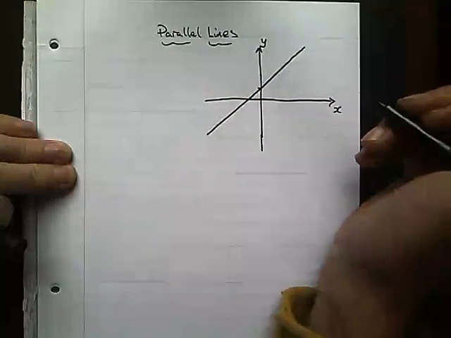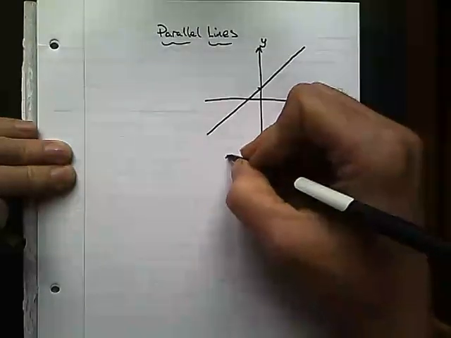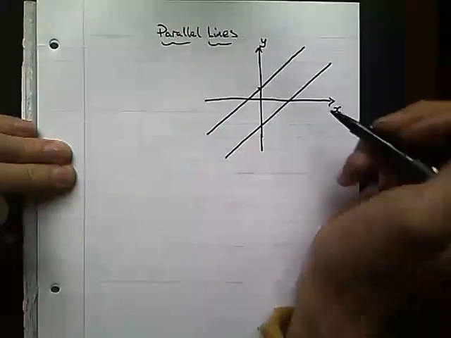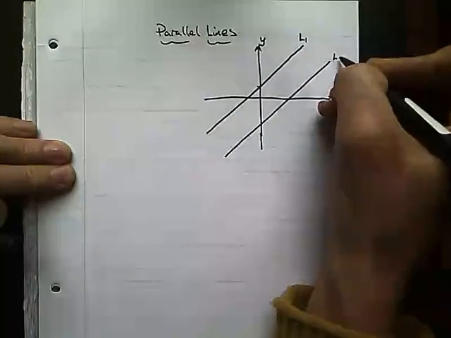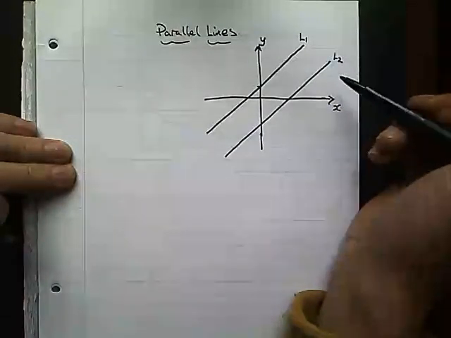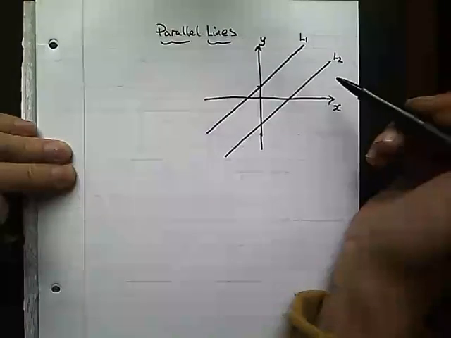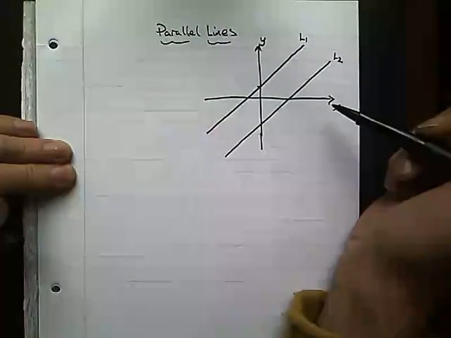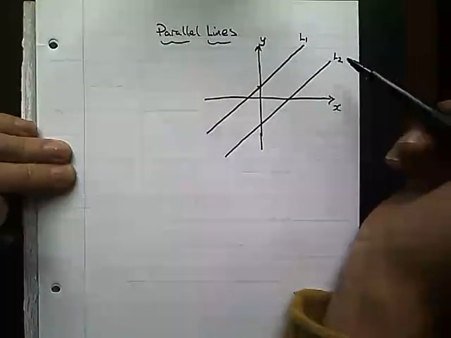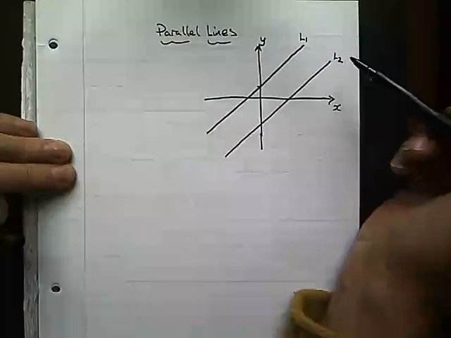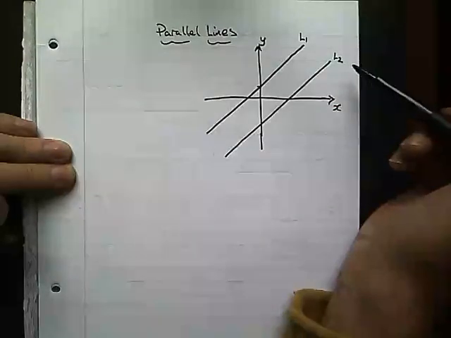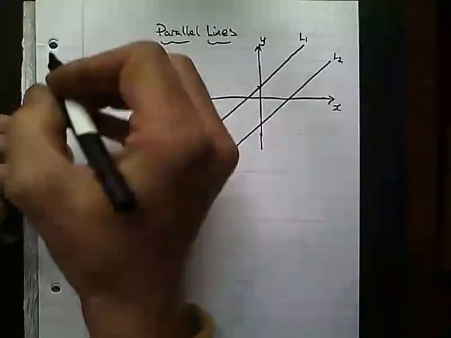Now, a parallel line is quite interesting because it will never touch, let's call this one line 1 and this one line 2. It will never touch the other lines that are parallel to it. And what's interesting about that is they always have the same gradient. So if you're told that one line is parallel to the other, then you know that they have identical gradients and you can use the gradient of the line that you've been given to work out the equation of the other line.